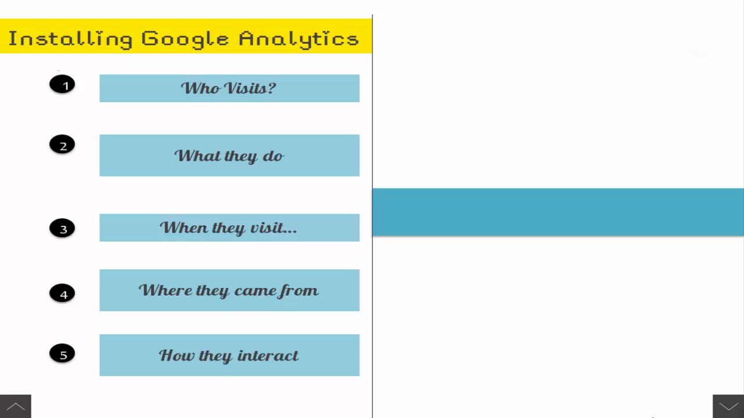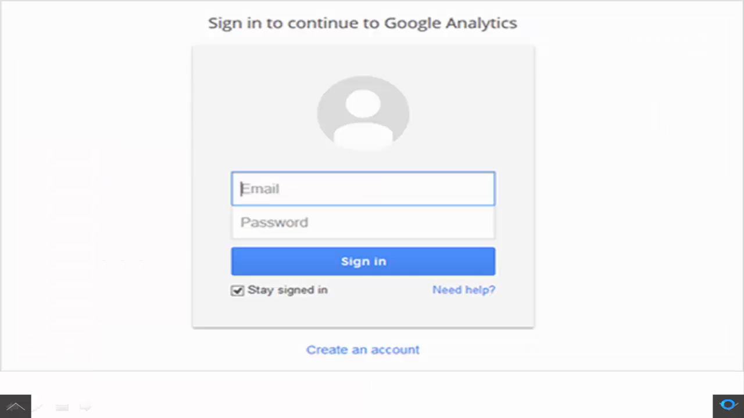First, you would need to create a Google Analytics account. To do this, visit the Google Analytics sign up page. If you already have a Gmail account, then use that to sign in with. If you don't have a Gmail account, then you would have to create an account for yourself.